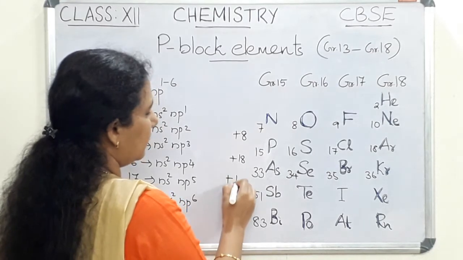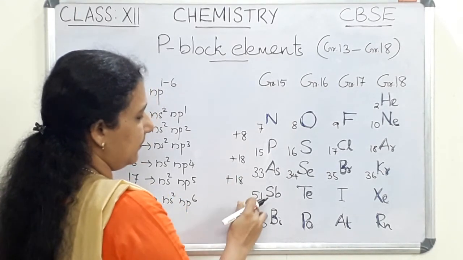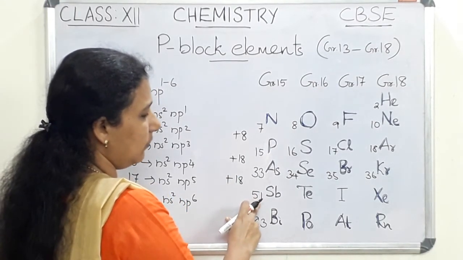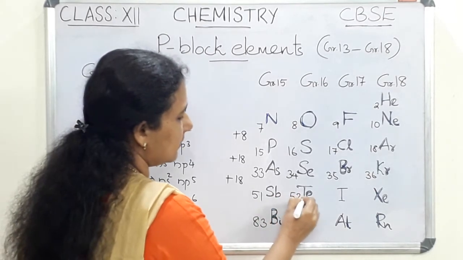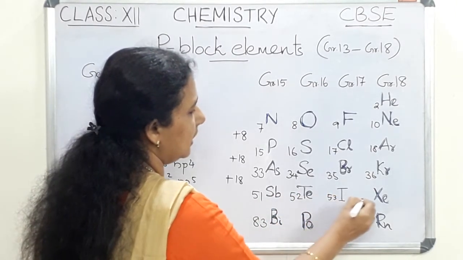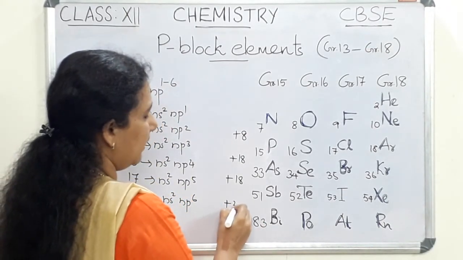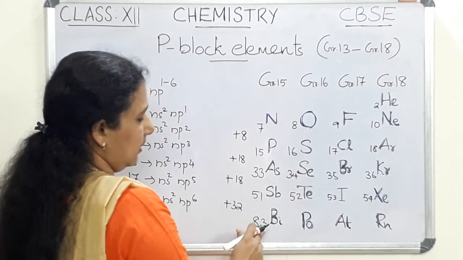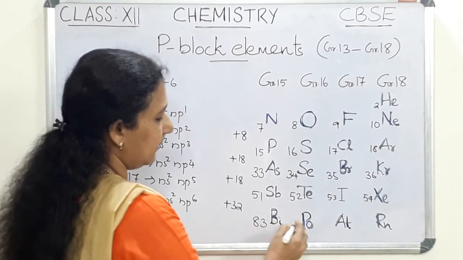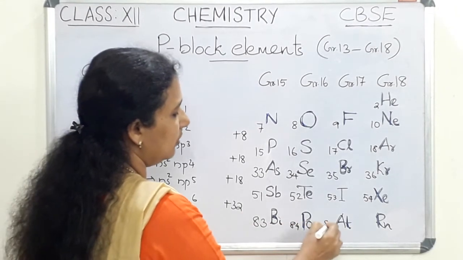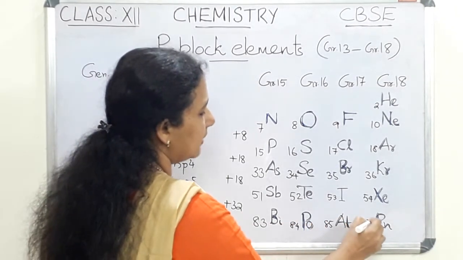Here also we have to add 18. Then we will get 51. Then it is 52, 53, 54. Here we have to add 32. Now we will get 83, then 84, 85 and 86.